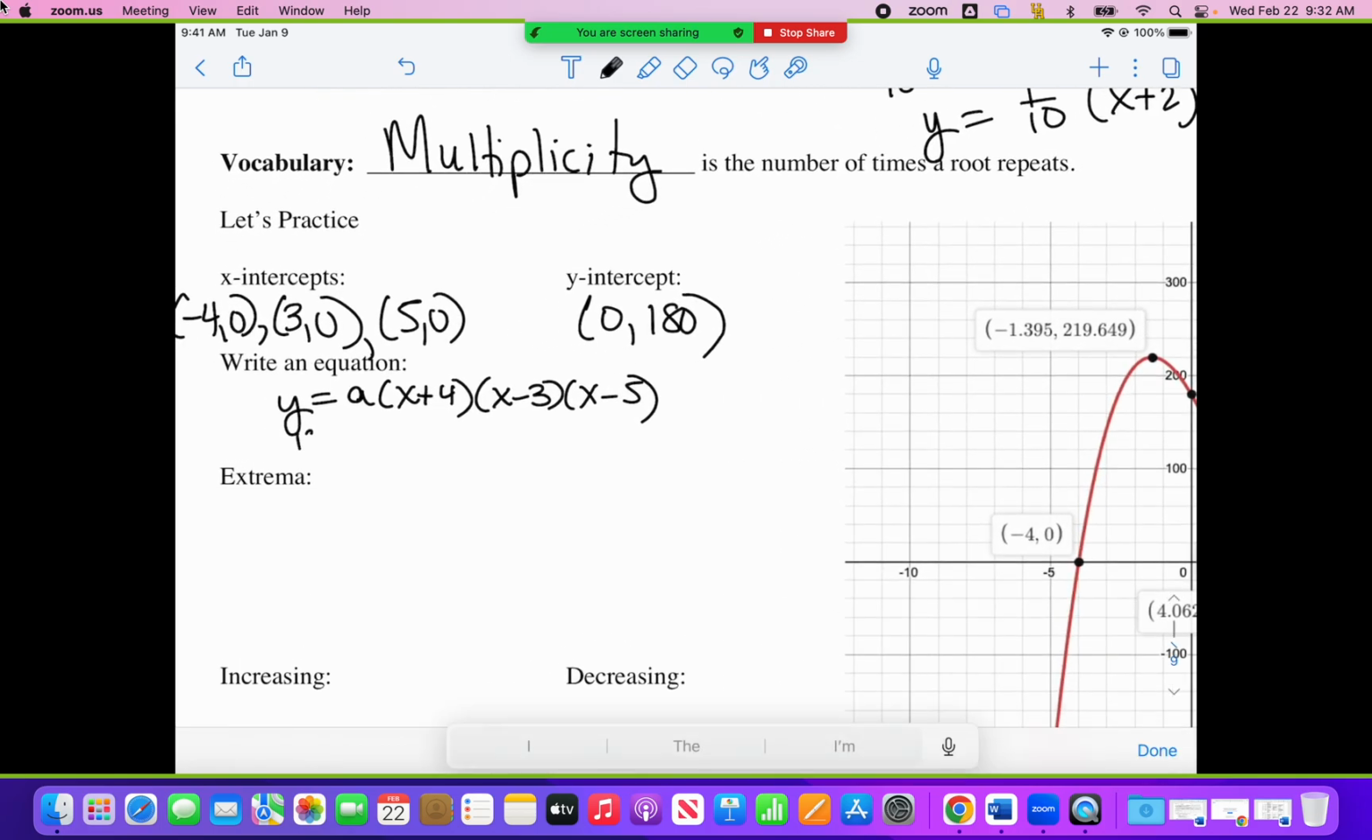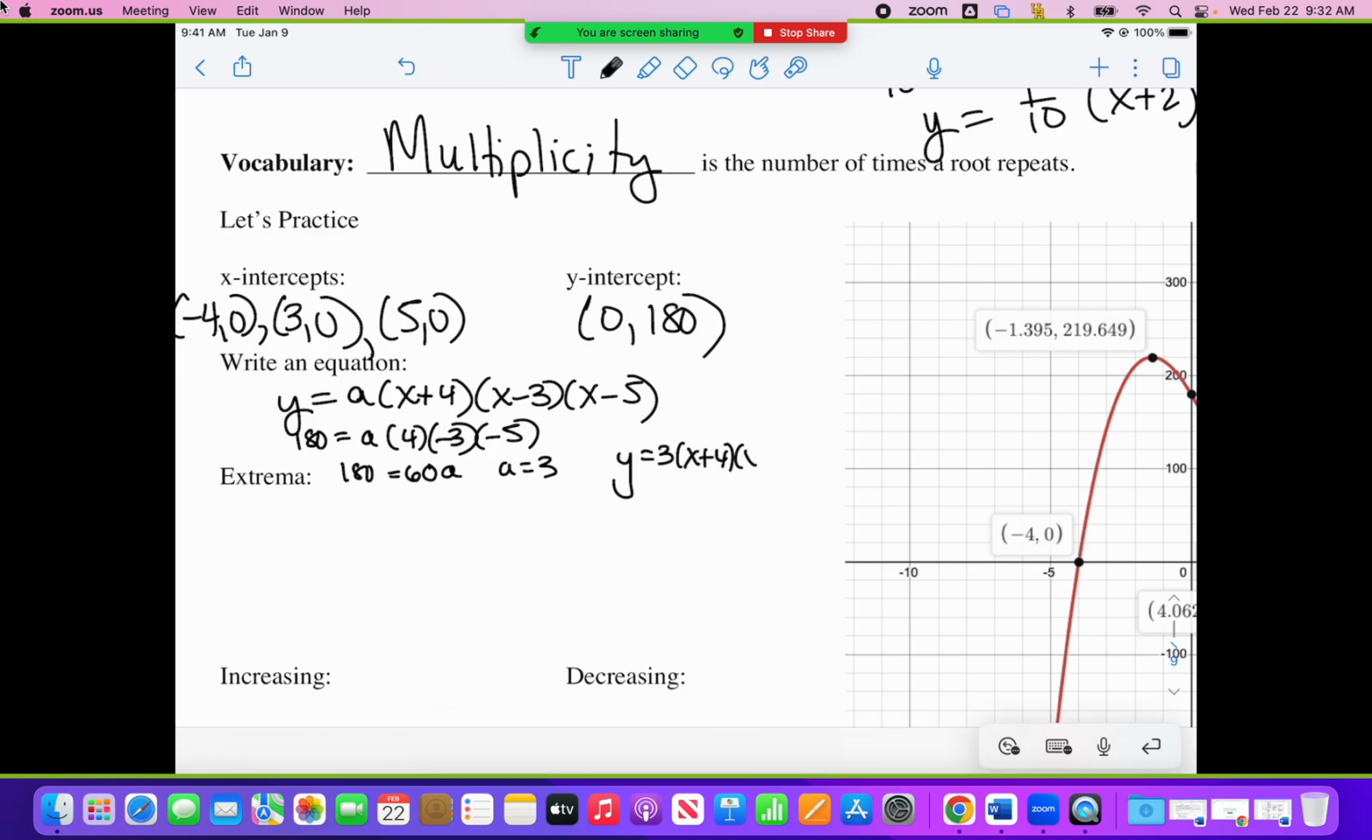So here we go. I have 180 equals a times 4 times -3 times -5. So I'm getting a is 3. So there's your equation.